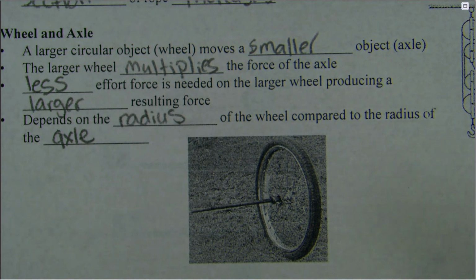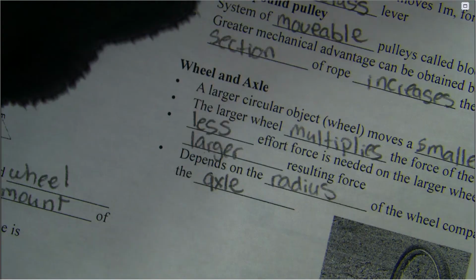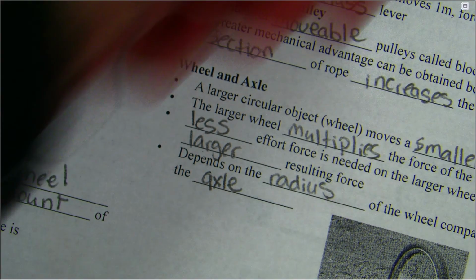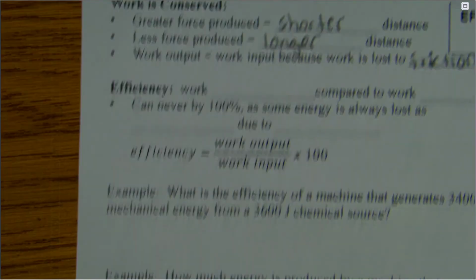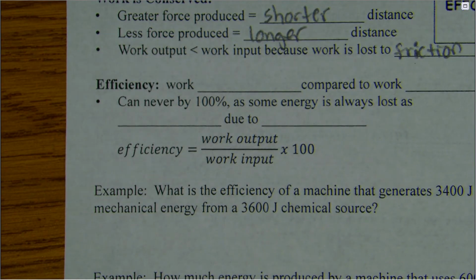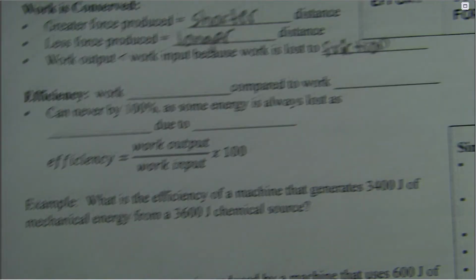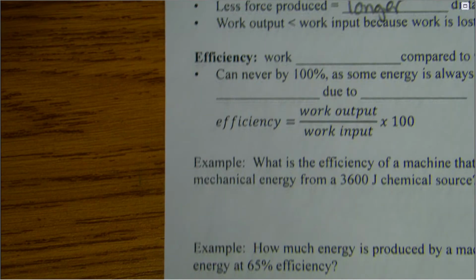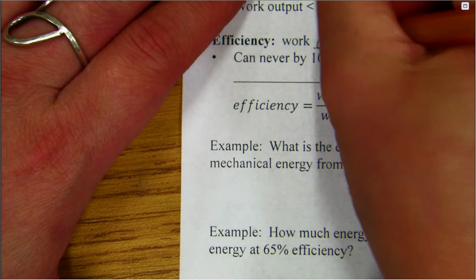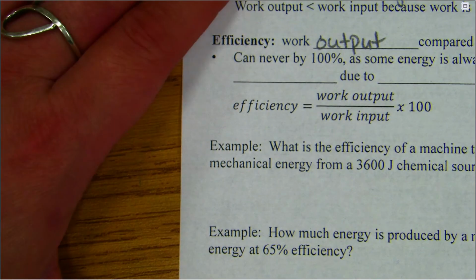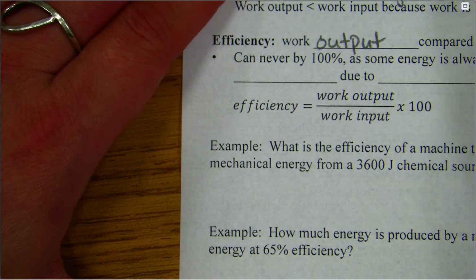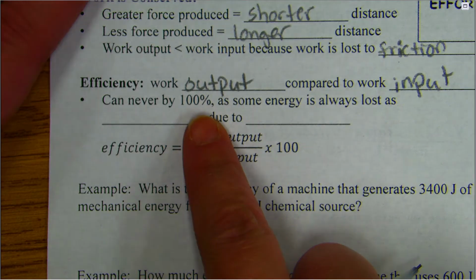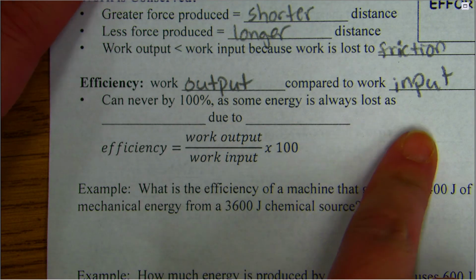So let's go back. We have one more thing we need to finish, and that is to talk about efficiency and mechanical advantage in a little bit more detail, because we've seen these words appear in our definitions of the simple machines. So let's look at them in a small amount of detail. So efficiency is the work output, what I get out, compared to the work input, what I put in. It can never be 100% because we saw earlier some energy is always lost as heat due to friction.